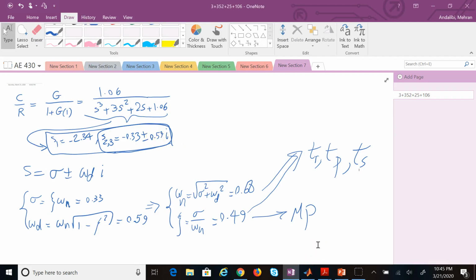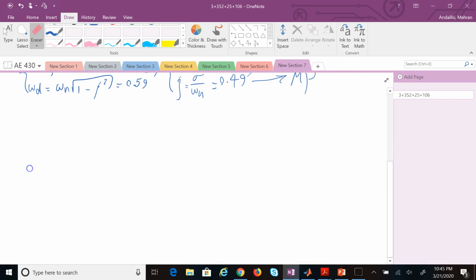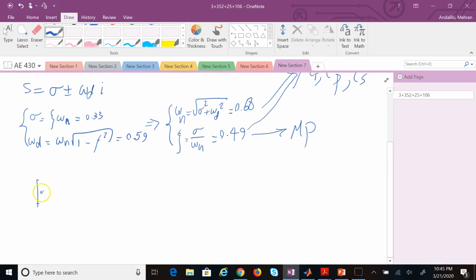So now, what is KV? If you remember, KV was what? So KV was the limit of S times open loop transfer function, which for the original system is just GS as S goes to 0. Is that correct or no? What would you say?